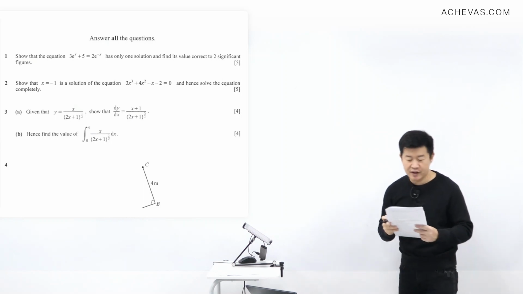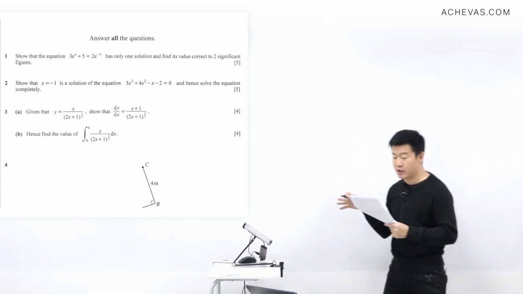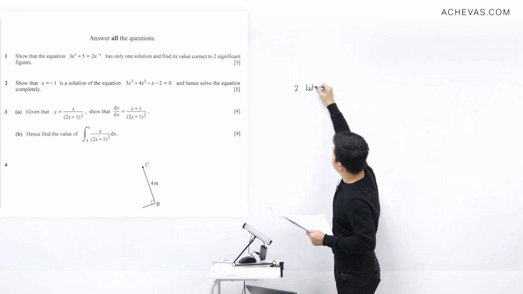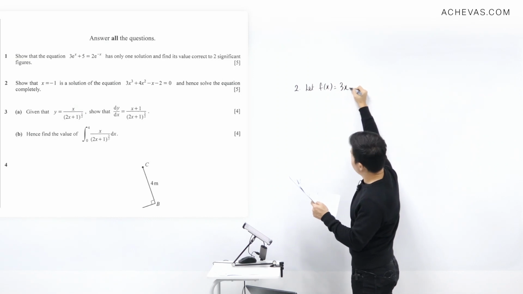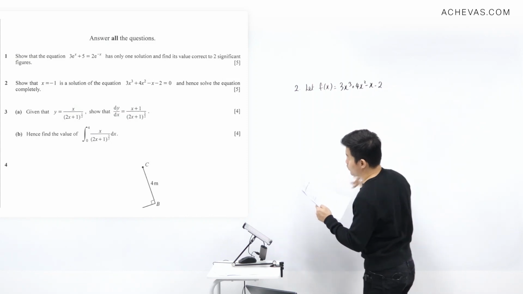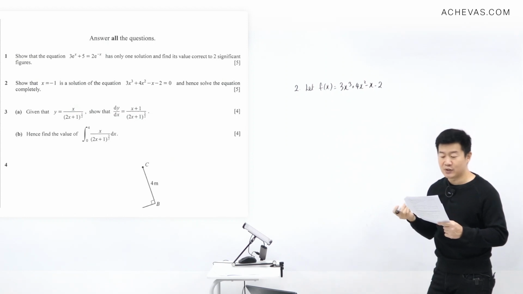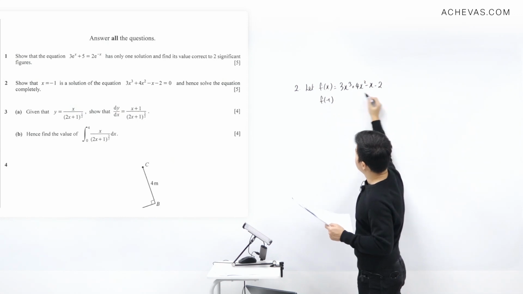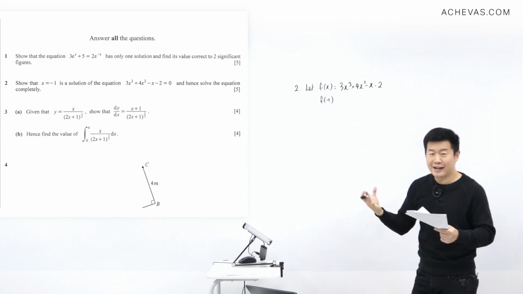And in question number 2 here, we are supposed to show that x is equal to minus 1 is the solution to this equation. On the left-hand side, we have a polynomial. And for this polynomial, I'm going to let it be equal to f(x). So f(x) here will be equal to 3x to the power of 3 plus 4x squared minus x minus 2. This is the left-hand side of the equation. In order for me to show that x is equal to minus 1 is a solution to that equation, when I substitute minus 1 into this, we will be expecting a 0. Let's see whether we're going to get that.